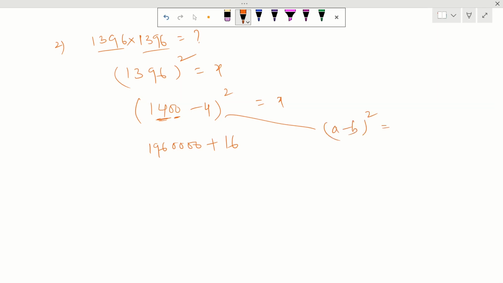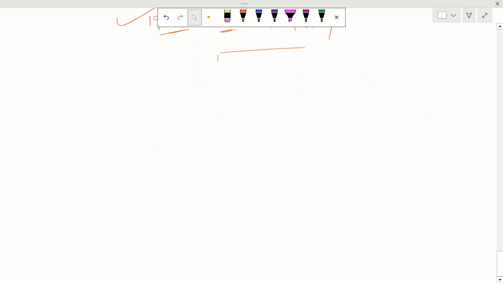So what is the formula for a minus b whole square? A square plus b square minus 2ab. A square we have written here, b square written. Now we have to write minus 2 into ab, 1400 into 4. Now it is very easy to add these numbers and calculate this one. So this is over, and now we move to the next problem.